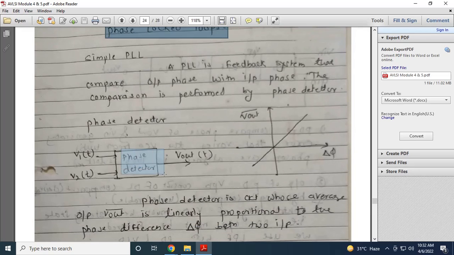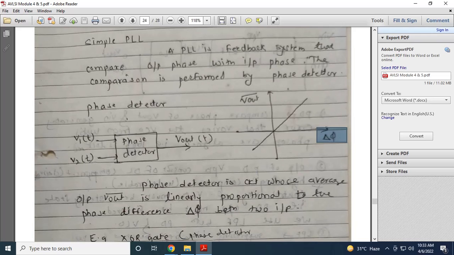Now see, this is a phase detector. We apply the signals V1 and V2. These are the two signals. This is the output signal Vout. So this phase detector will detect a phase difference of the input signals. So Vout versus phase difference. The phase detector is the circuit whose average value, that is Vout, is linearly proportional to the phase difference of the two input signals. So from this graph we can conclude that the phase detector is the circuit whose average output Vout is linearly proportional to the phase difference of two input signals.